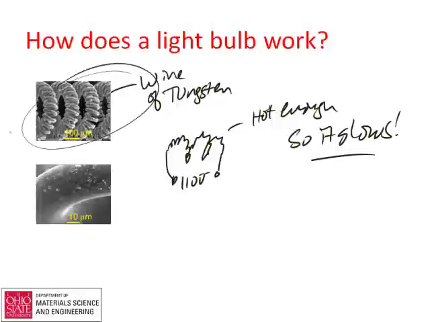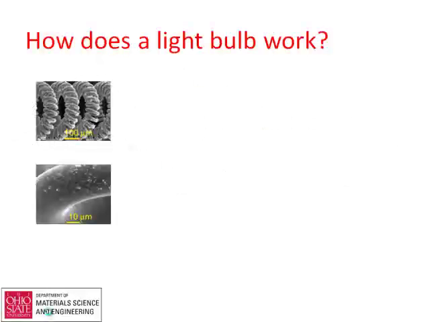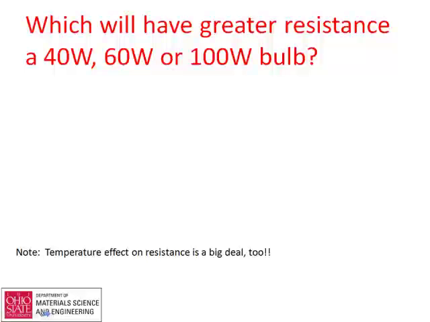So you've got a tungsten wire, you're going to run enough current through it so you dissipate a lot of power, it glows, and this is all material science. It's really, really good. So the first question you should know is which will have a greater resistance: a 40 watt, 60 watt, or 100 watt bulb.